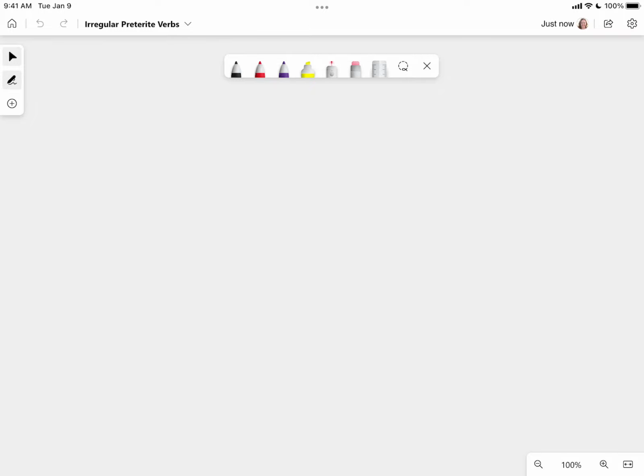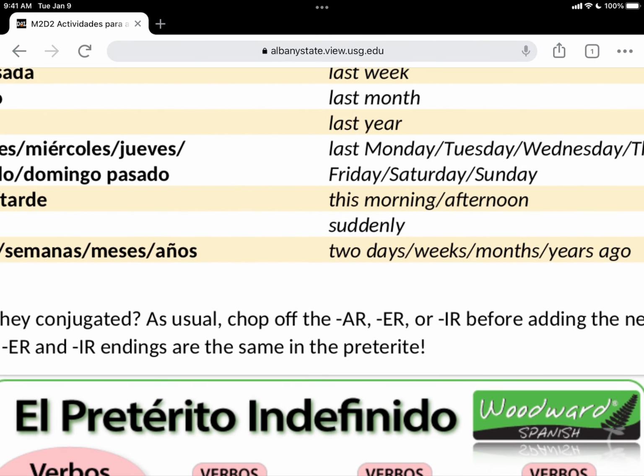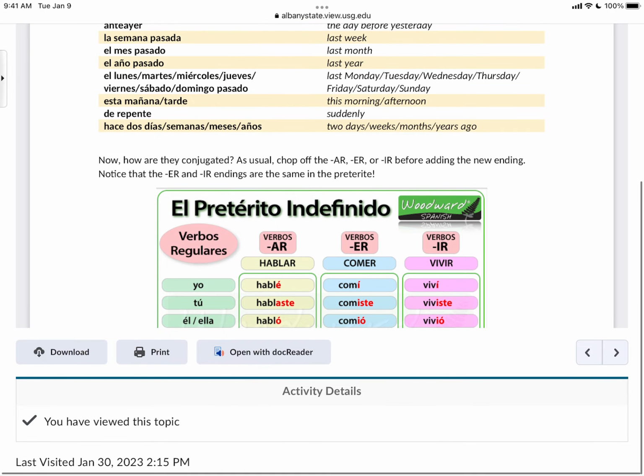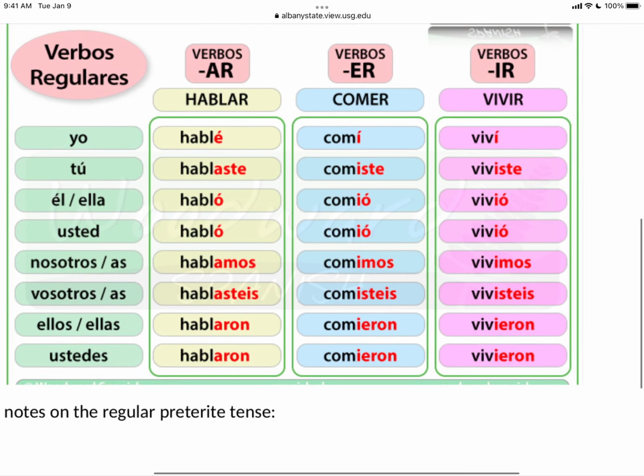Hey there, this is a continuation of the preterite regular verbs. I'm going to continue on with the irregular preterite verbs in Spanish, and there are quite a few different categories of these. One thing I wanted to comment about on my last presentation was about the nosotros form and the AR.